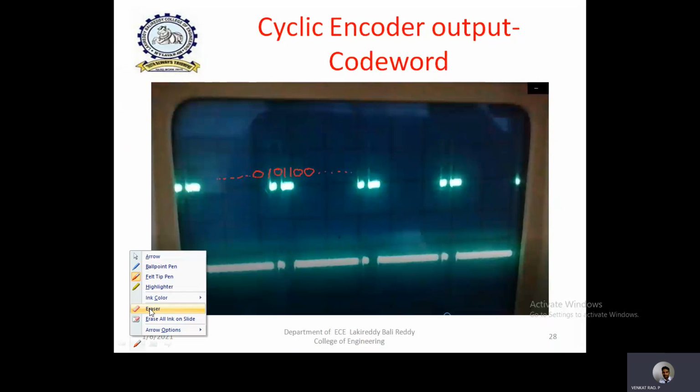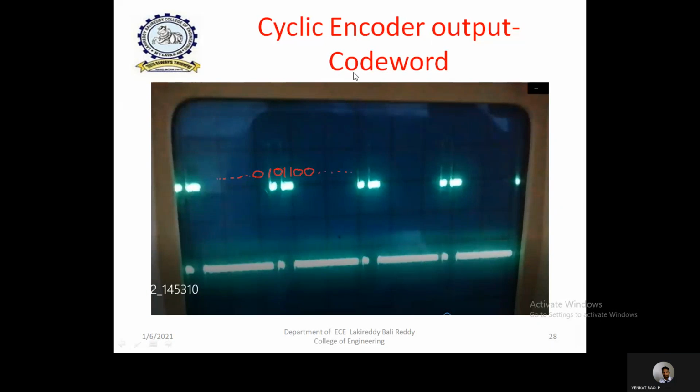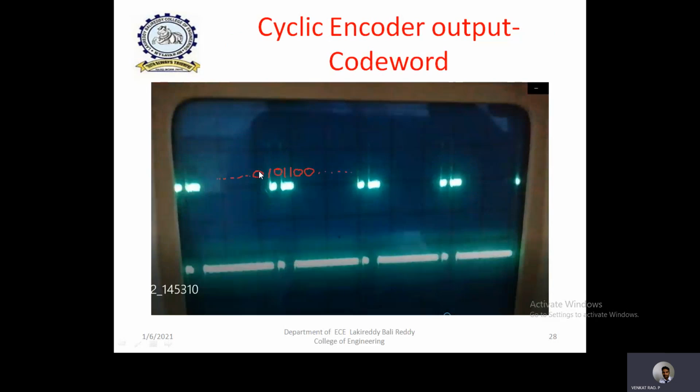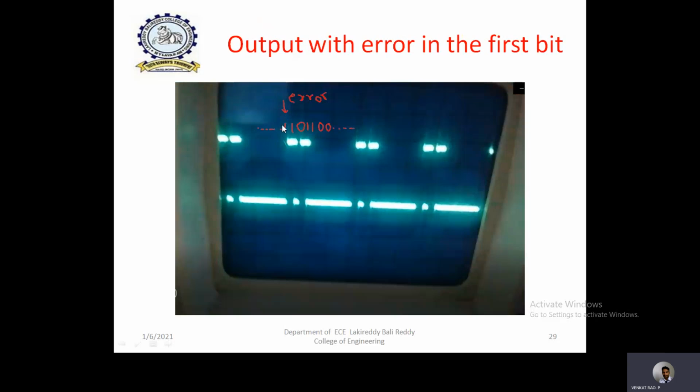Now, as sample values, you can look at this. This is the encoder output, which is the code word, that is 0101100. What we have already calculated theoretically, the same code sequence is obtained, but this will be repeated like this. Similarly, for the code word with error, that is the first bit error, you can clearly observe this first bit is going to be changed to 1. So there is an error in the first bit. So that error is automatically corrected. You should see this in the experiment.